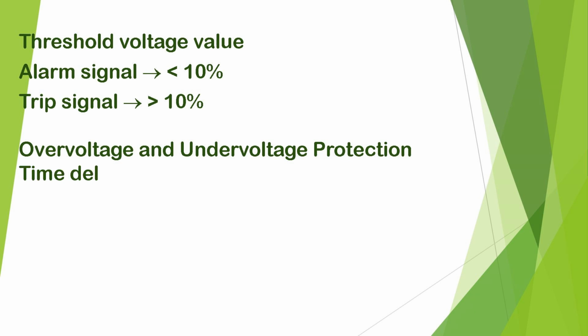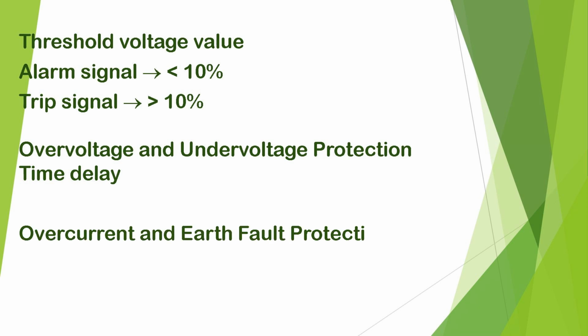There is a time delay provided in both overvoltage and undervoltage relays to avoid any maltripping due to transient voltage fluctuation. Overcurrent and earth fault protection are also provided to the capacitor bank. Here, normal line-side current transformers associated with the capacitor bank feed the overcurrent and earth fault relay. In the event of overcurrent or earth fault, these relays will trip the circuit breaker to isolate the capacitor bank from the rest of the system.